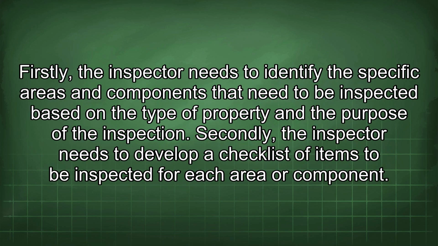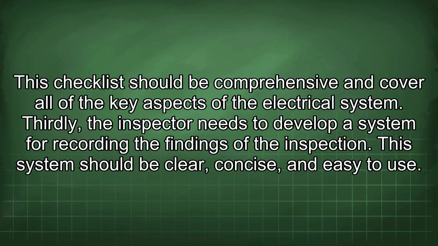Firstly, the inspector needs to identify the specific areas and components that need to be inspected based on the type of property and the purpose of the inspection. Secondly, the inspector needs to develop a checklist of items to be inspected for each area or component. This checklist should be comprehensive and cover all of the key aspects of the electrical system.